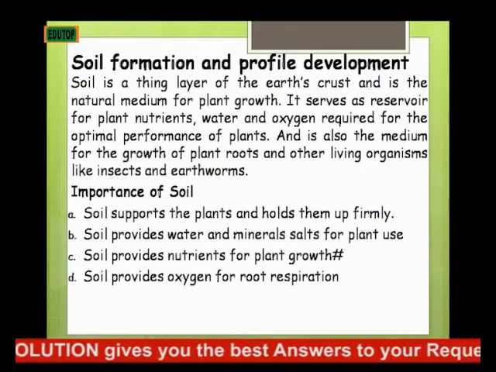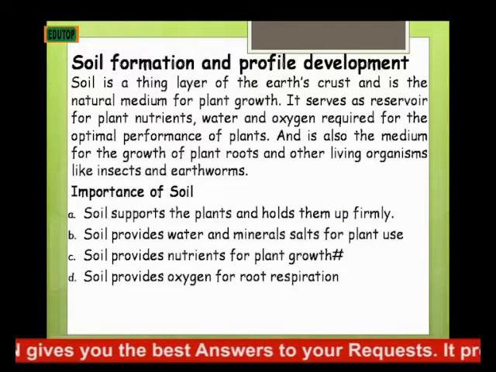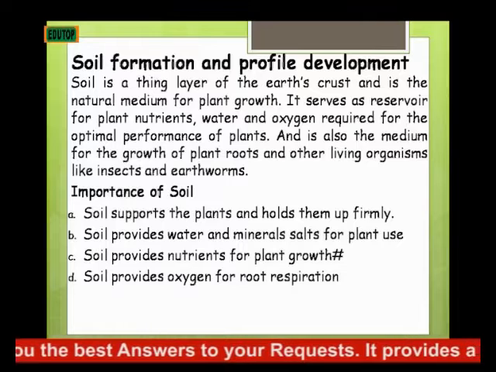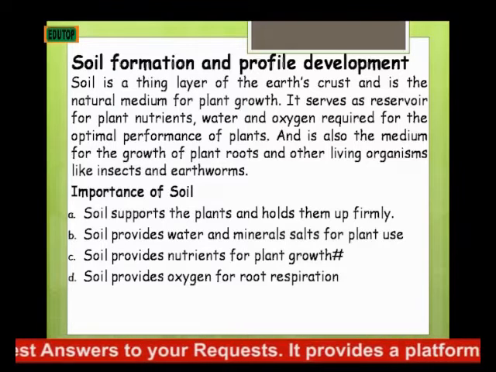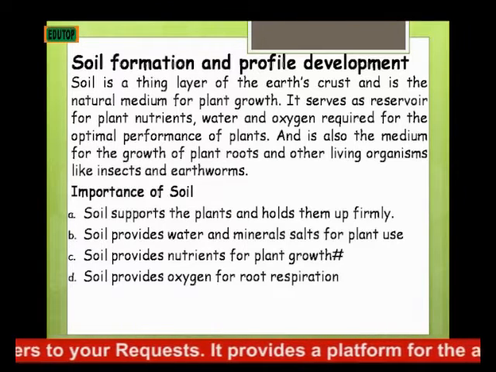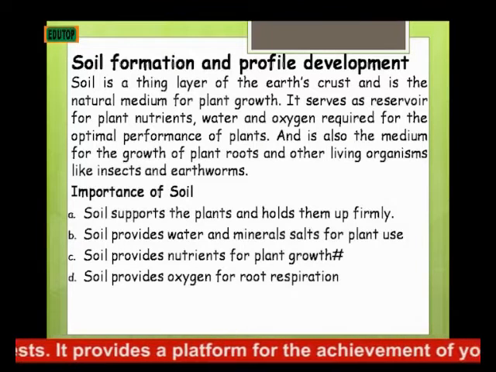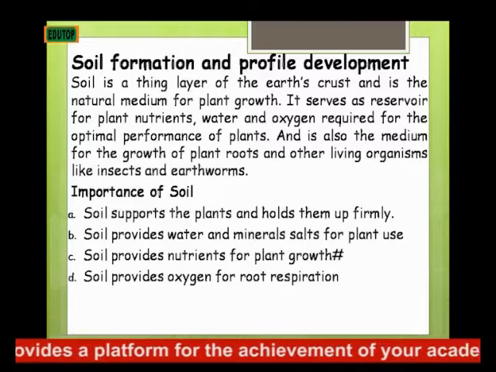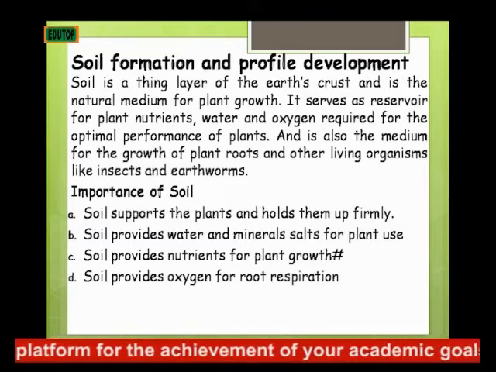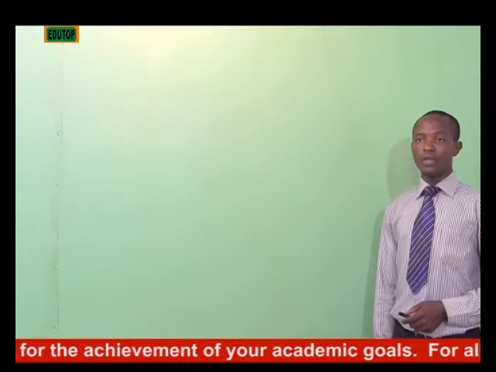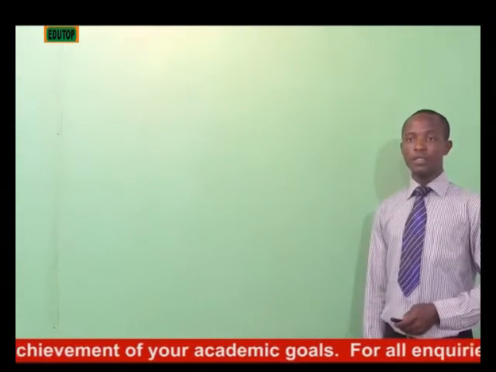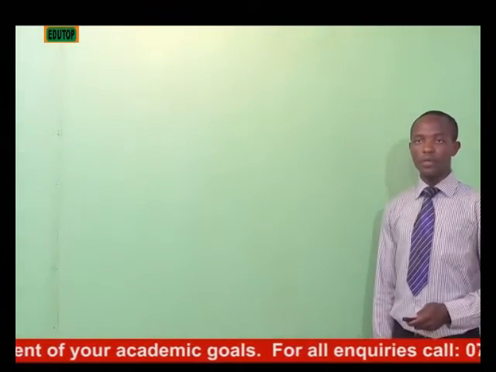The second importance of soil is that soil provides water and mineral salts for plant use. The third one is that the soil provides nutrients for plant growth. And the fourth one is that soil provides oxygen for root respiration, and also provides oxygen for the respiration of living organisms living in the soil.